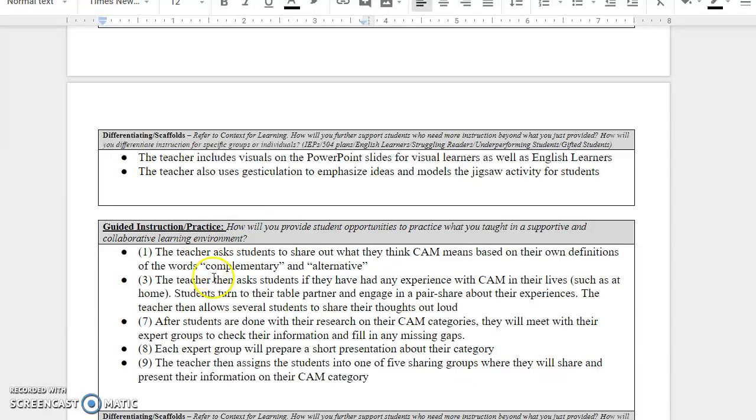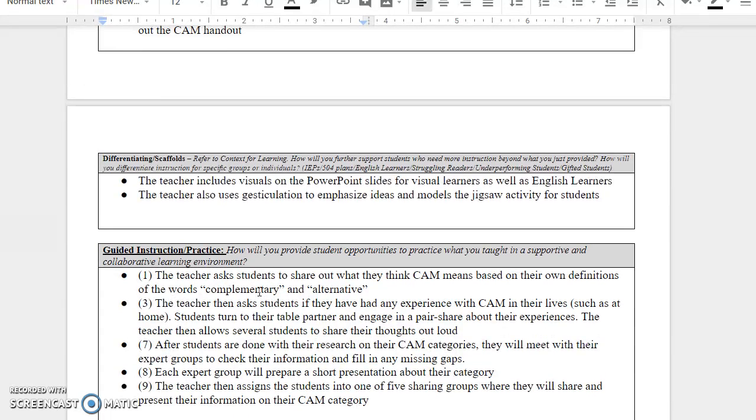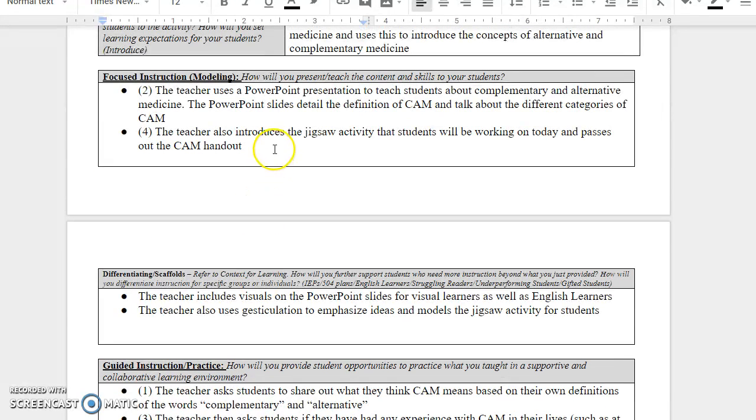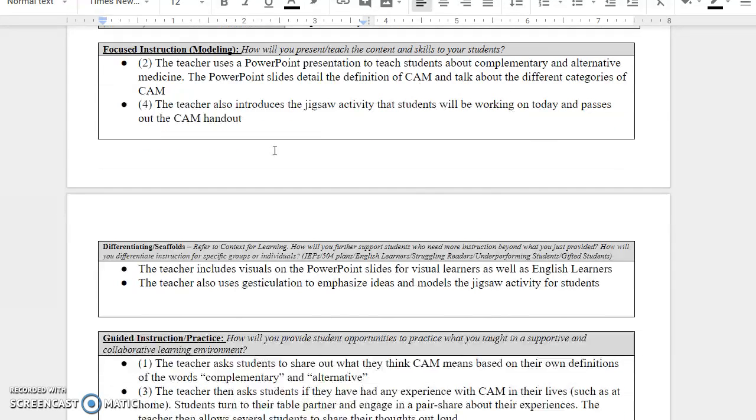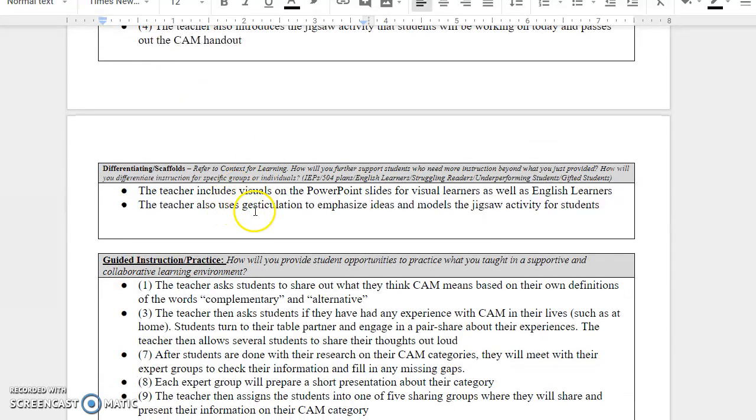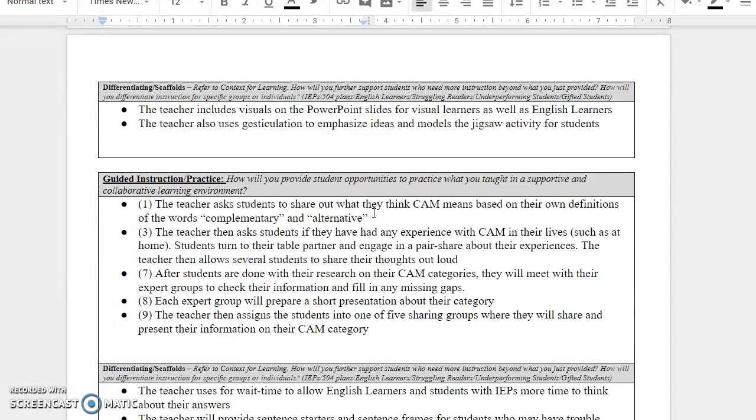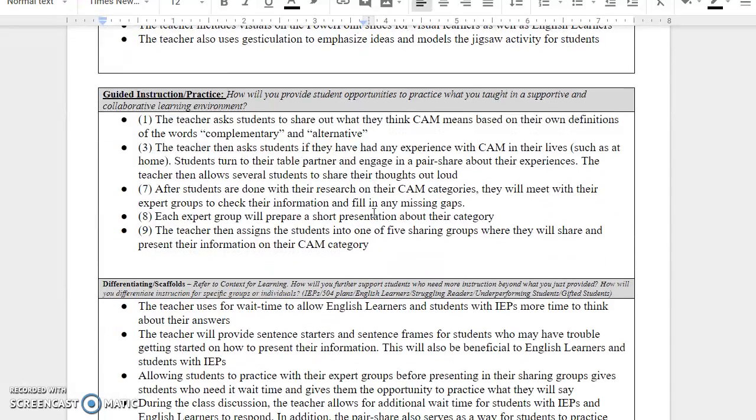After that, the teacher asks students if they have had any experiences with CAM in their lives, such as at home. Students turn to their table partner, do a little pair share, and share out loud. After that, the teacher introduces the jigsaw activity that students will be working on and passes out the handout. Here we have a few of the differentiation scaffolds. The teacher uses visuals in the PowerPoint slides for visual learners as well as English learners, uses gesticulation to emphasize ideas, and models the jigsaw activity for students who may need to see how it works.